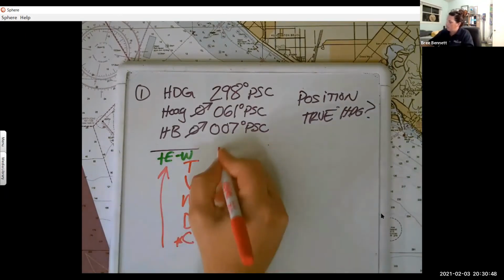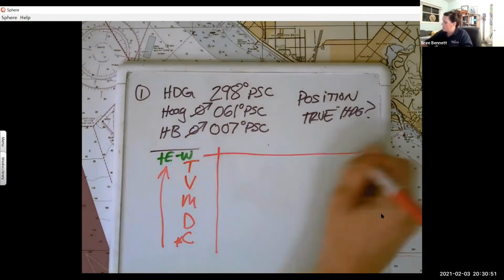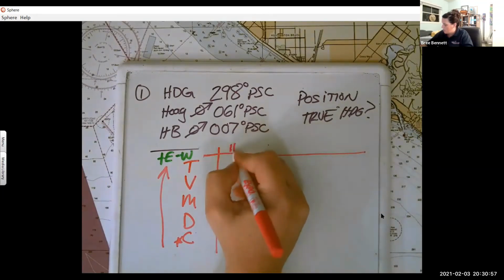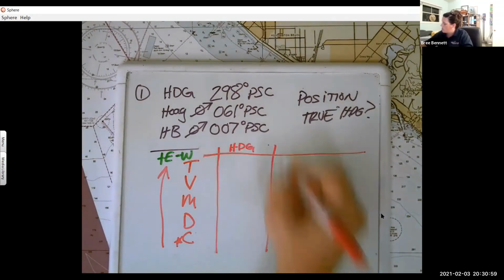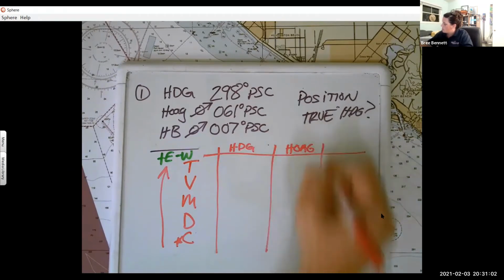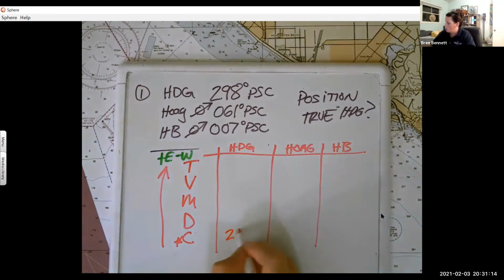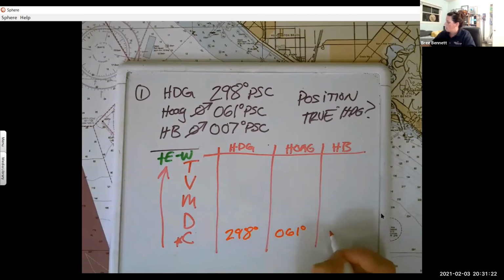Okay, then I make a table because this is the easiest way for me to do it. I'm going to say, what is my heading? What is Hoag? And what is HB? So my compass heading was 298 degrees. My Hoag bearing was 061 degrees. And my HB, my Huntington power plant, was 007 degrees.